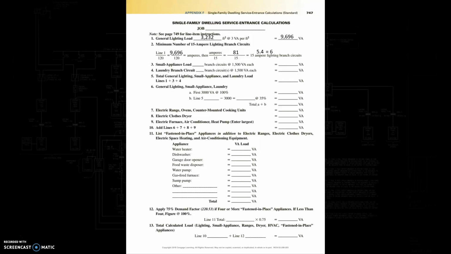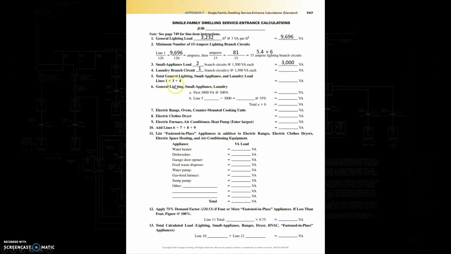But next, that brings us into step 3, the small appliance branch circuits. Those are your kitchen counter outlets. Code requires us to have a minimum of 2. And this house has 2. Code also tells us we take those at 1,500 volt amps a piece, which gives us 3,000.